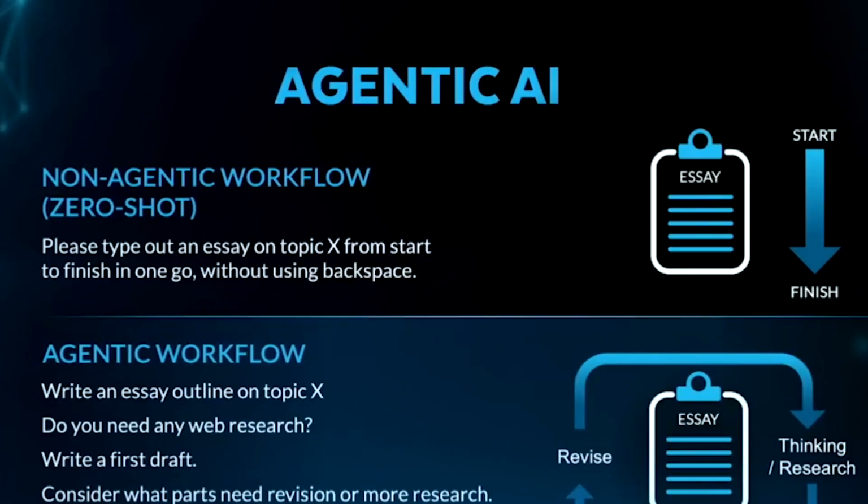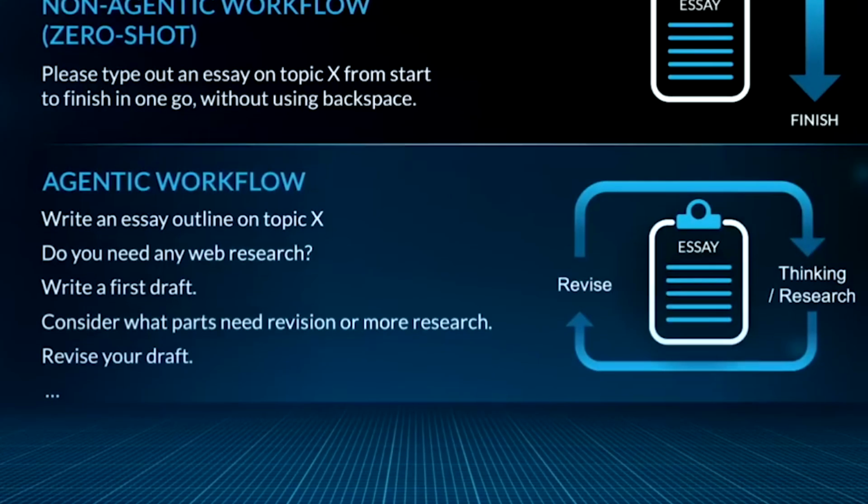A non-agentic workflow is a zero-shot approach in which you say, please type out an essay on topic X from start to finish in one go without using backspace. And so ChatGPT or any other generative tool will create an essay for you without stopping from start to finish. Whereas in agentic workflow, you give it instructions such as write an essay outline on topic X.